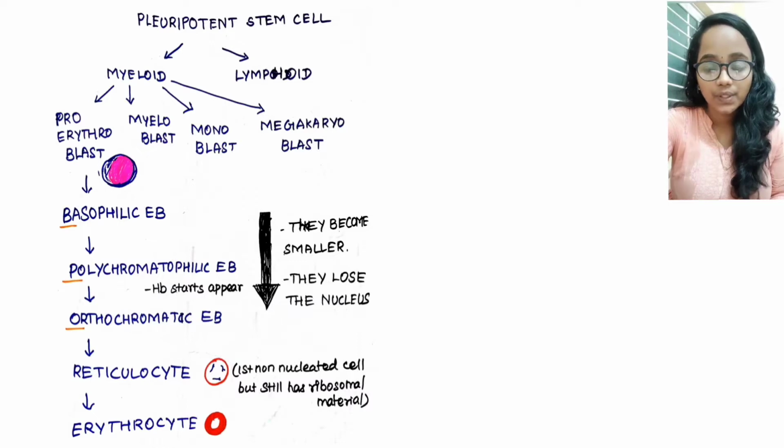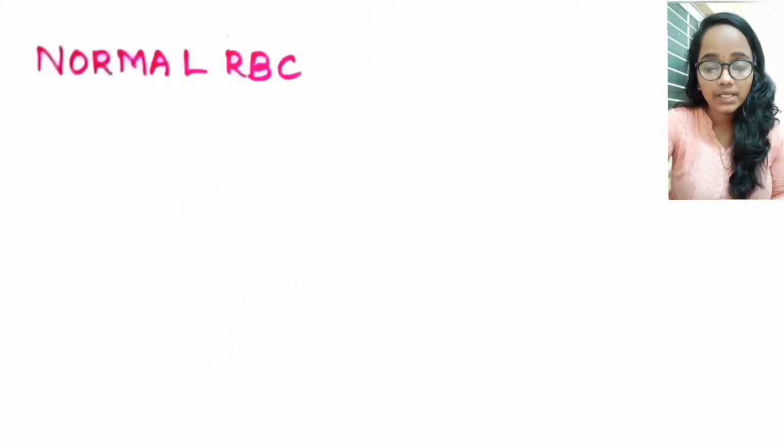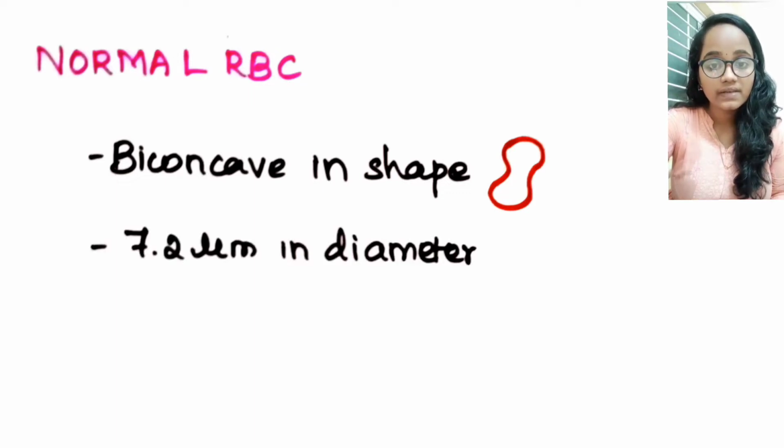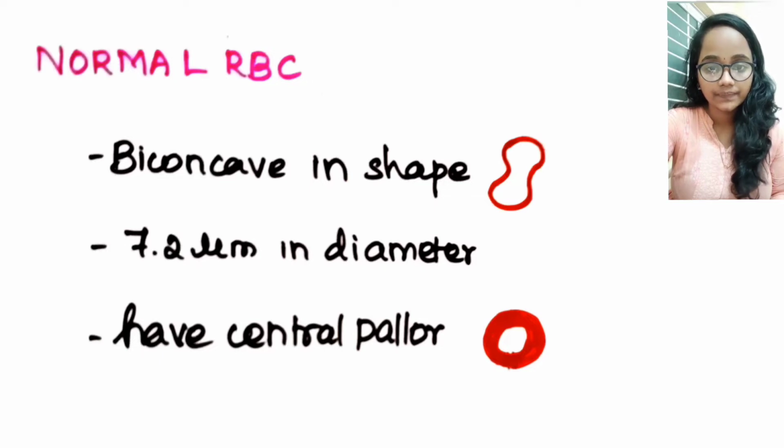Then the shape of the RBCs. RBCs are biconcave in shape in circulation, but on a slide they appear spherical in shape. It has central pallor in it. It is 7.2 micron in diameter.